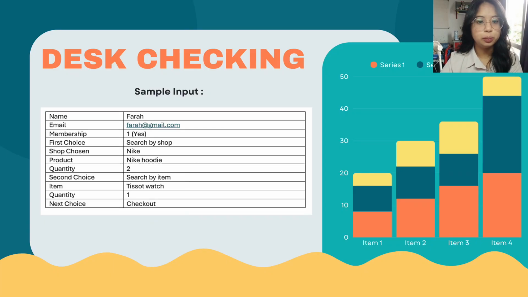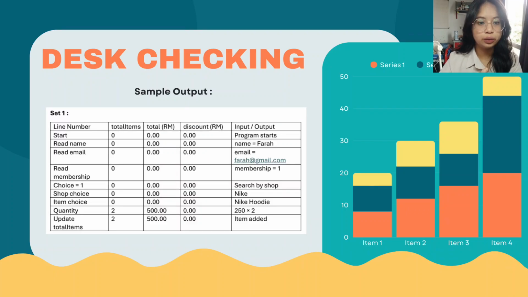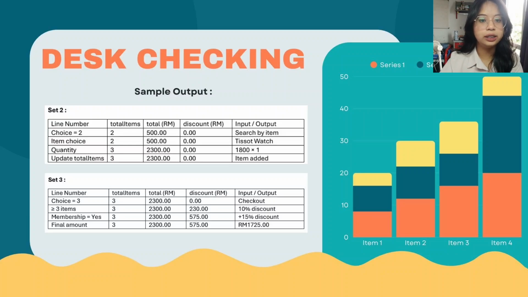Dry checking is done to manually verify that our logic and calculations are correct. In our sample input, the customer name is Farah with membership status yes. First, Farah selects a Nike hoodie with a quantity of 2. The total becomes 500 ringgit and total items become 2. Next, she selects a T-shirt watch with a quantity of 1. The total becomes 2,300 ringgit and total items become 3.